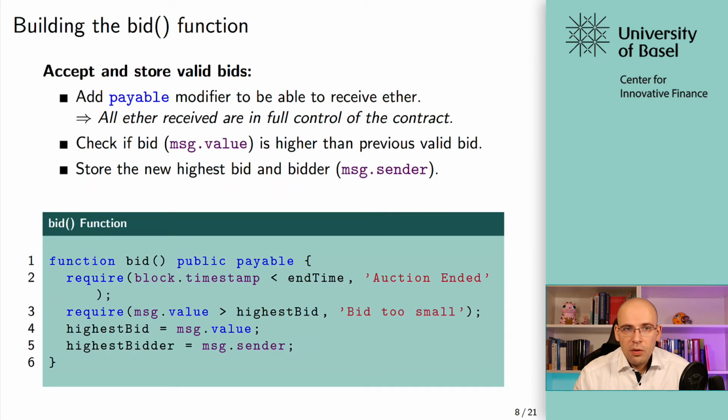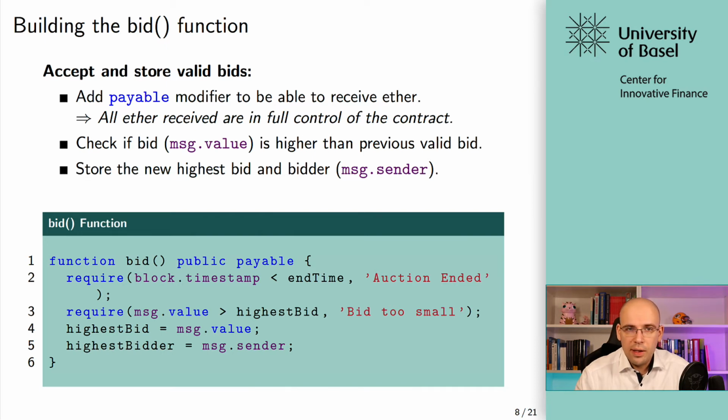So now we have to accept and store valid bids, because of course it's great when you have the restriction and when you have a specific end time, but we need some way of storing the bids. We need some way for the contract to accept actually ETH, and this is part one of the logic that we need for our auction.